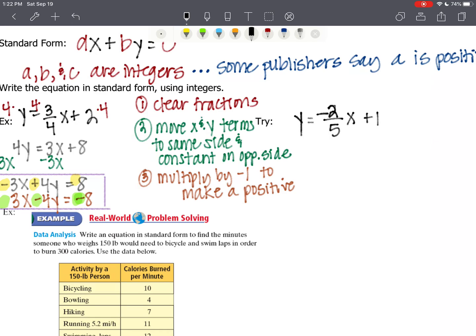Okay, if you're back, I'm just going to give you the answer. The answer is, drum roll, 2x plus 5y equals 5. Now this one, I would not say negative 2x minus 5y equals negative 5 because that's too many negatives. I wouldn't even go there. 2x plus 5y equals 5 is a beautiful answer and the correct one.